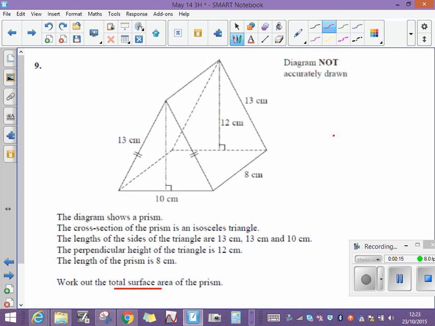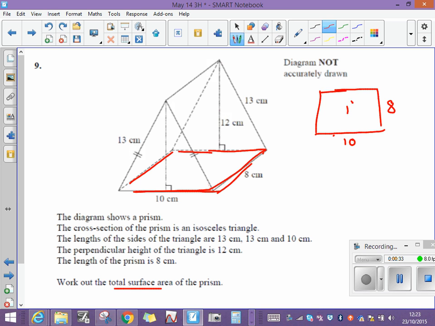So I'm going to start by looking at the base of the prism. Now that's here, and in fact this base is actually a rectangle, and the rectangle is 10 centimeters one way and 8 centimeters another. Now there's only one of those bases, so the base is 10 by 8, and there's one of those.